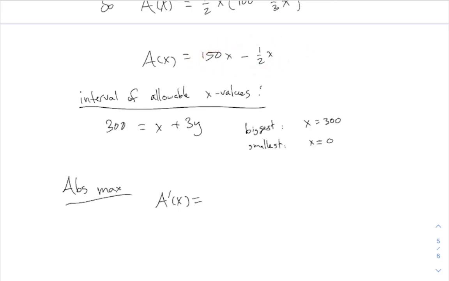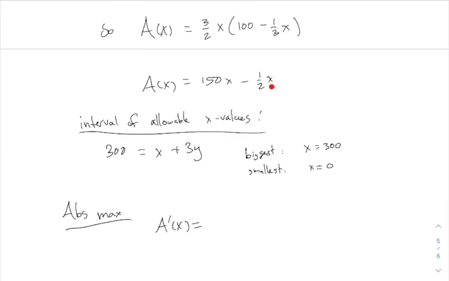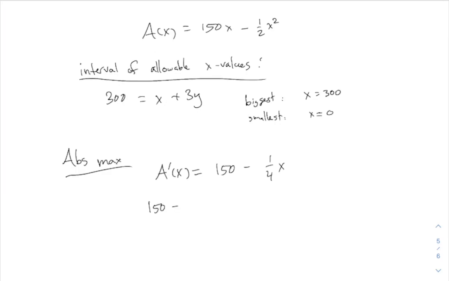Did I mess up? Sorry, when I distributed, this should be an x squared here. Sorry about that. I hope you noticed. I multiplied 3/2 x times 1/3 x, 1/2 x squared. Anyway, take the derivative of that. It's 150 minus 1/4 x. All right? Find the critical numbers. You set that equal to 0. I go 150 minus 1/4 x equals 0. 150 equals 1/4 x, multiplied by 4, x is 600. All right? So this is a critical number. Yes?